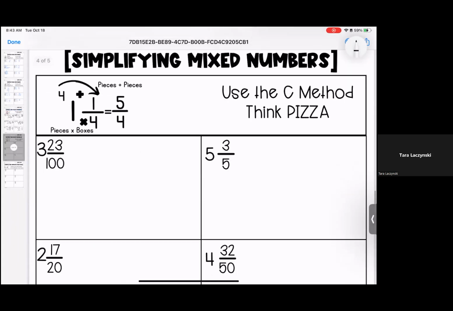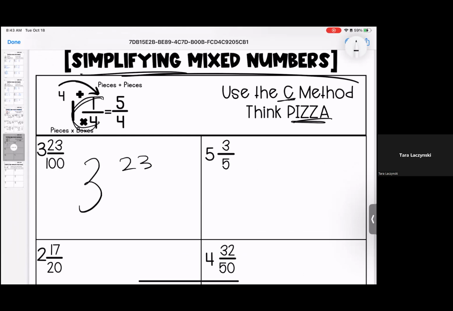Continuing on with, again, simplifying mixed numbers. Remember, we can think of this as the pizza method. How many boxes of pizza do we have and how many pieces are in each box? Or we also have the C method because this looks like a backwards C as we're completing it.